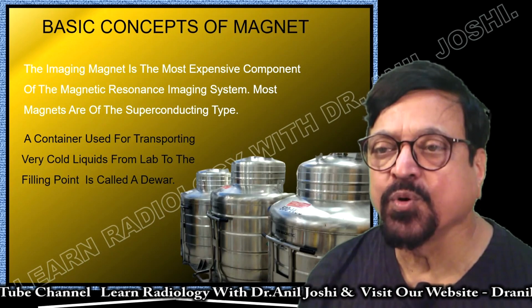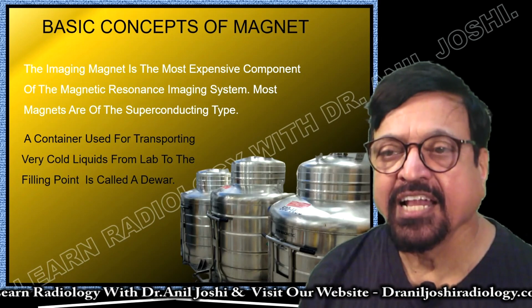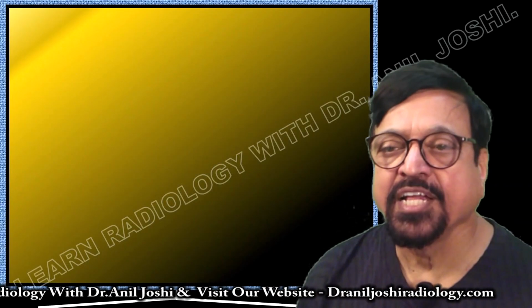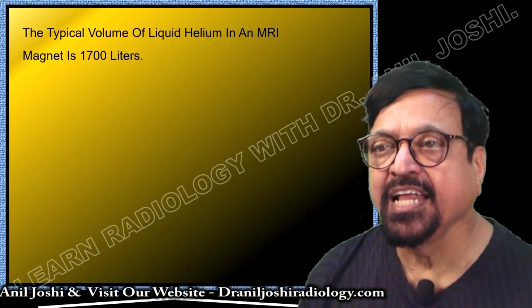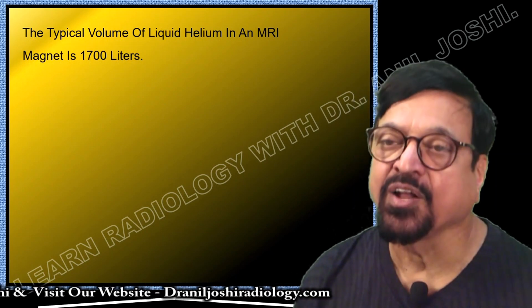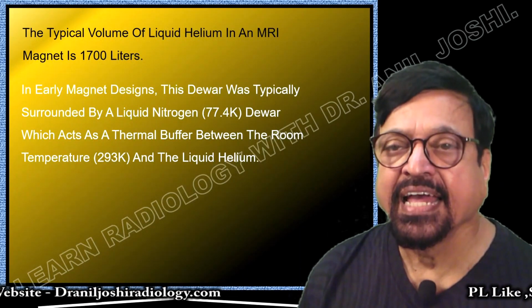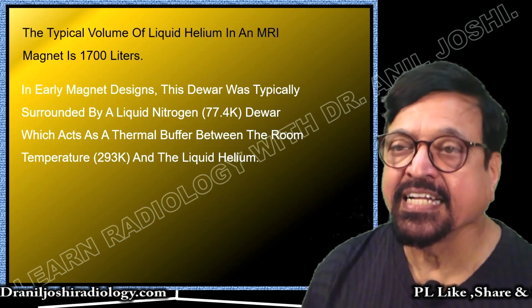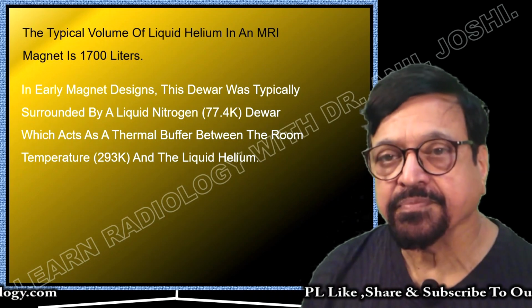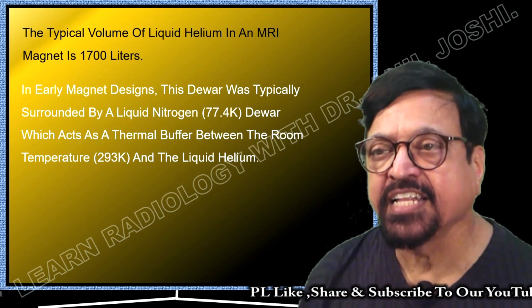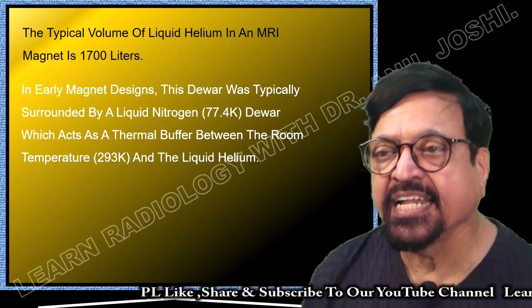Now this helium is transported by containers which are of 60 to 1000 liters capacity, and in that they are transported to the MRI centers. The typical volume of the liquid helium in an MRI magnet is around 1700 liters. So that much helium is required to run every magnet. Now in early magnetic designs, the dewar, that is the container in which you bring the helium, was typically surrounded by liquid nitrogen, and these dewars act as the thermal buffer between the room temperature and the liquid helium.